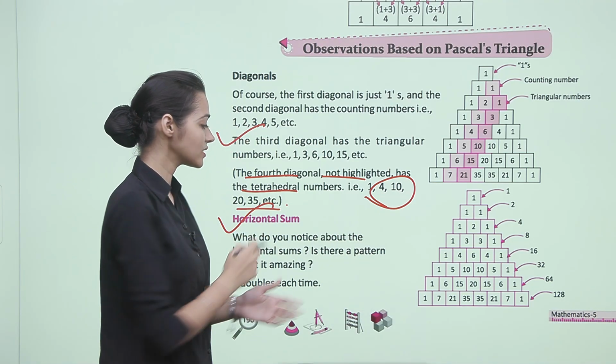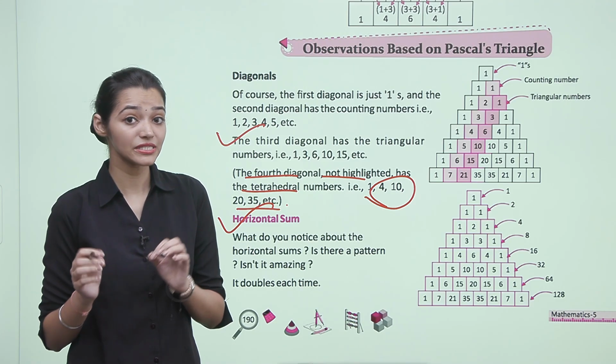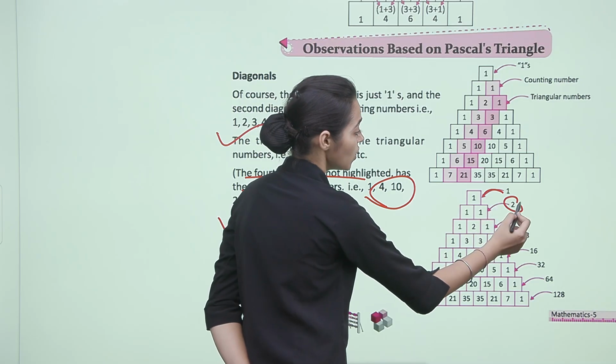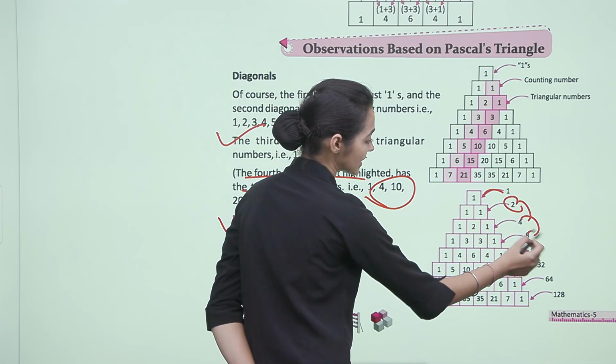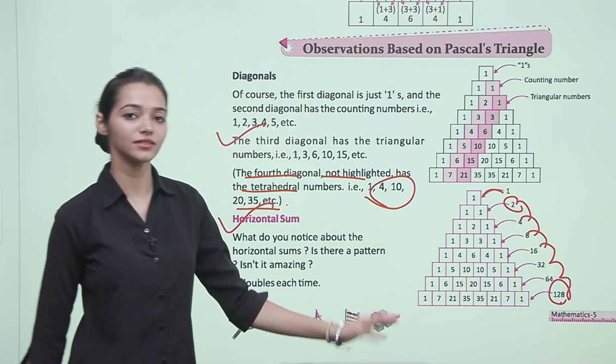Now let's look at the horizontal sum. What do you notice about the horizontal sums? Is there a pattern? Isn't it amazing? It doubles each time. Twice of 1 is 2, 2 times 2 is 4, 4 times 2 is 8, 8 times 2 is 16, 32, 64 and 128. This is a pattern that we observed here.